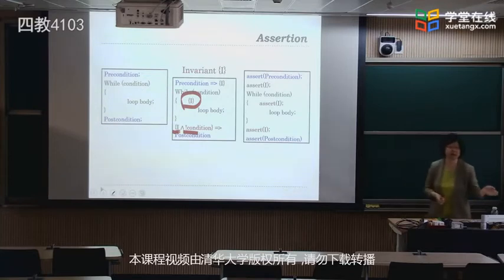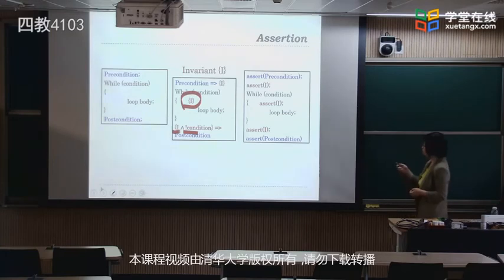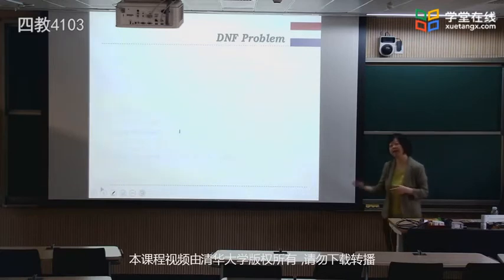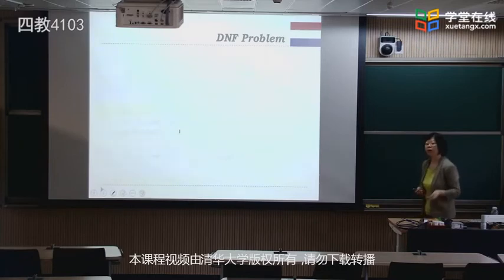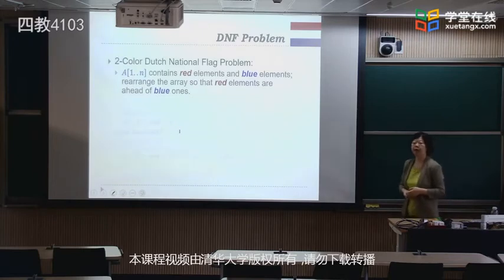So you can assert the precondition, you can assert the post condition. You can also assert the loop invariant to check whether you have the correct loop invariant designed. Okay, so we have discussed, given a pseudocode, how to use the loop invariant analysis to prove or to verify the correctness of your pseudocode. We can also use the loop invariant to help us design the code. So we use this two-color dash natural flag problem as an example.